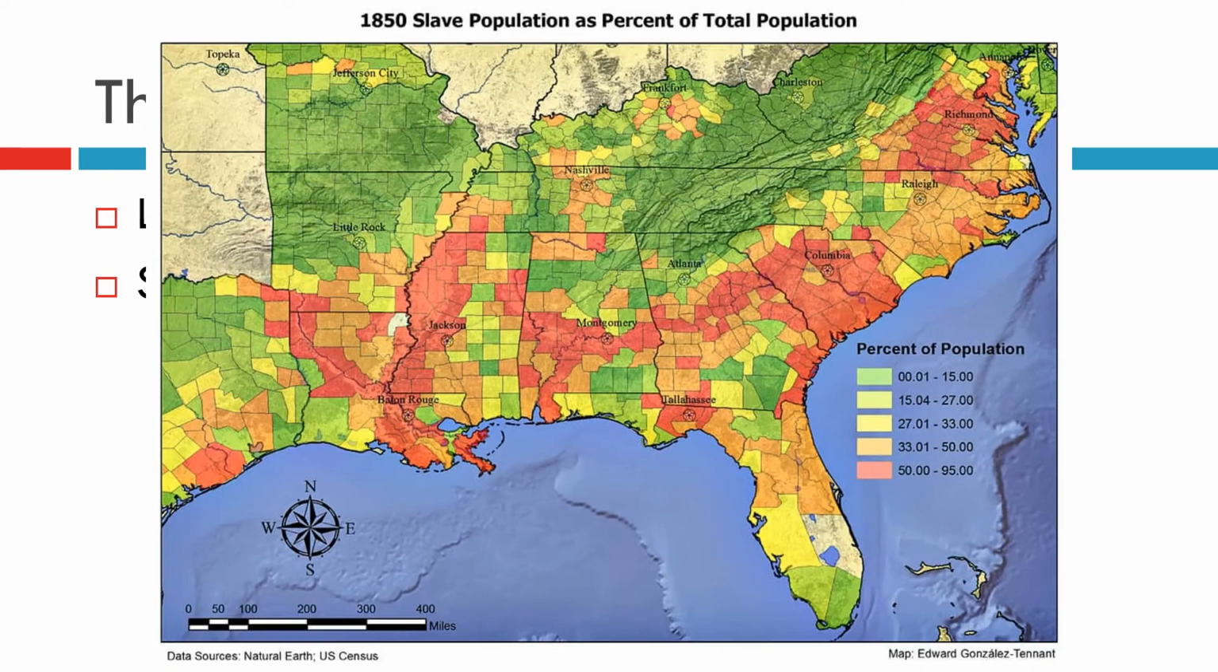And if you look at this map, you can see that South Carolina had a very high percentage of its population in chains. And so when we talk about South Carolina leading the nullification crisis in the 1830s or secession in the 1860s, you can kind of see why that might have been the case.